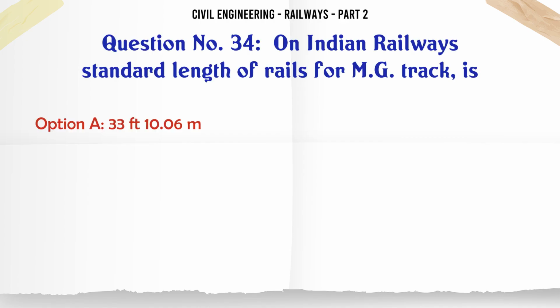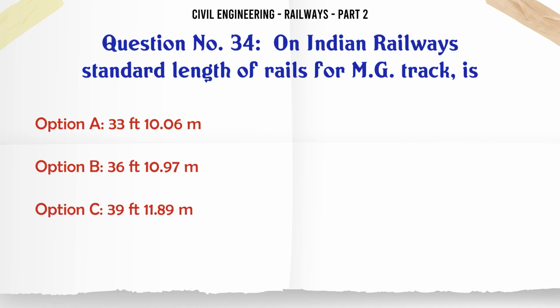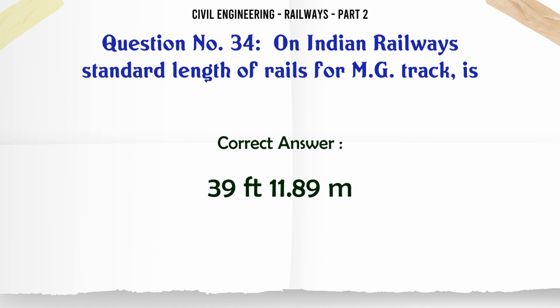On Indian Railways, standard length of rails for MG track is A. 33 feet, 10.06 m, B. 36 feet, 10.97 m, C. 39 feet, 11.89 m, D. 42 feet, 12.8 m. The correct answer is 39 feet, 11.89 m.